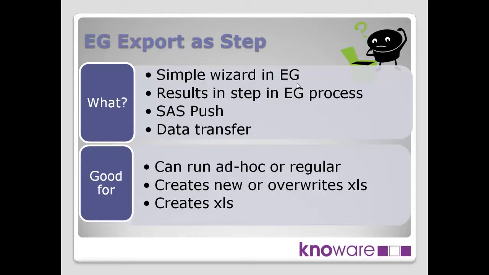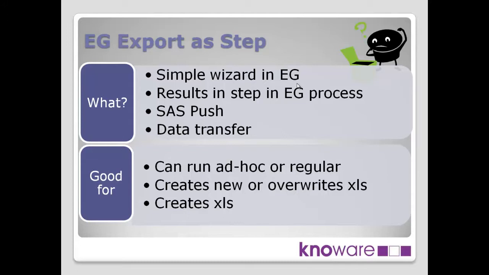What type of transfer are we doing? We're actually moving data. So we're transferring a SAS table out from SAS to Excel. It's not the procedure output, but we're moving the data from a SAS table.